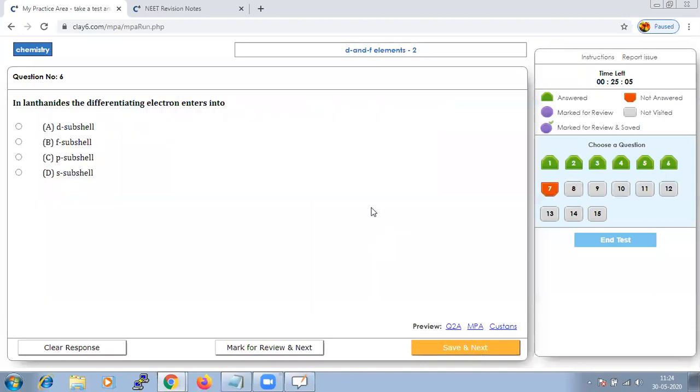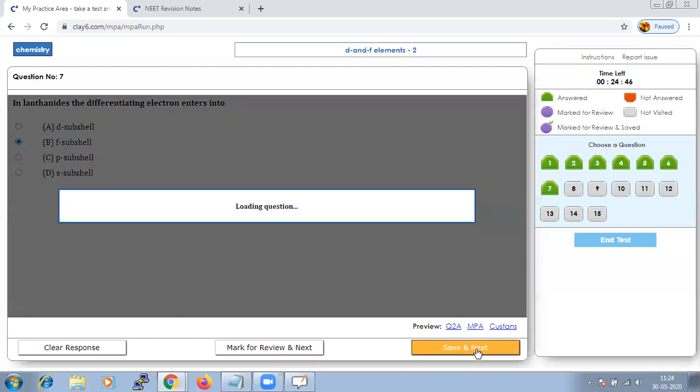In lanthanides, the differentiating electron enters into, it's a well-known fact that the differentiating electron for lanthanides will of course enter into your f subshell. So let us save that and go to next.